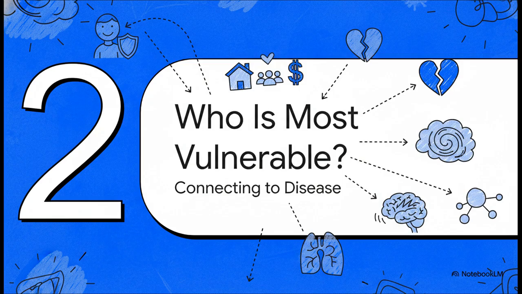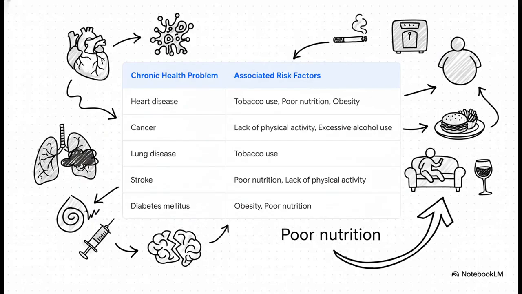So now, we're going to connect the dots. We're going to draw a direct line from these risk factors to specific diseases. And here it is. Seriously, think of this table as your whiteboard map for the exam. On the left, you've got some of the biggest chronic diseases we face, and on the right, the risk factors that fuel them. And look at the overlap. Things like poor nutrition and smoking don't just cause one little problem. They set off a whole cascade of potential health disasters. This, right here, is the pathophysiology of disparity in action.